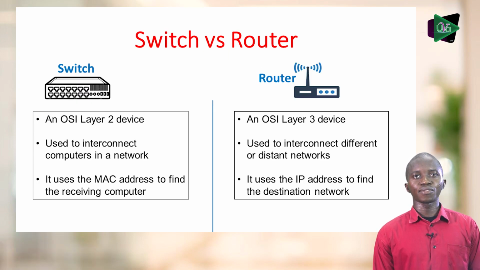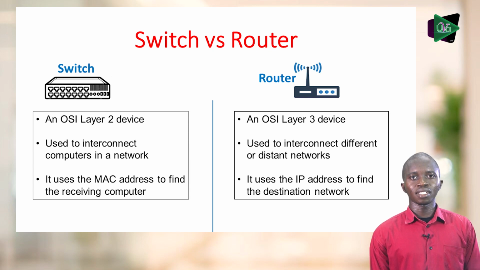Lastly, what about switch and router? A switch, as we said, is an OSI layer 2 device. What is layer 2? Layer 2 is the data link layer. There, a switch is used to interconnect computers in the network. It uses the MAC, the media access control address, to find the receiving computer.